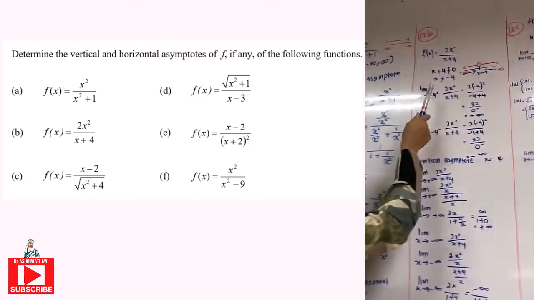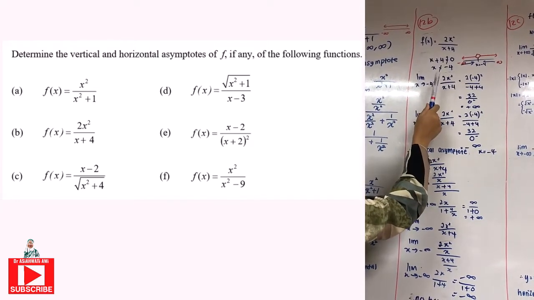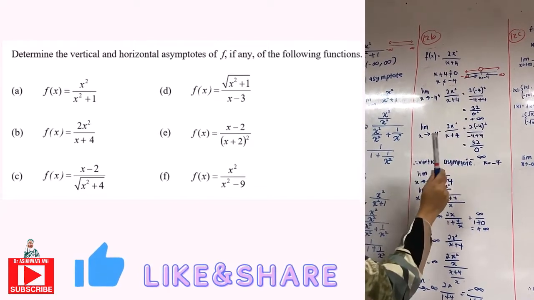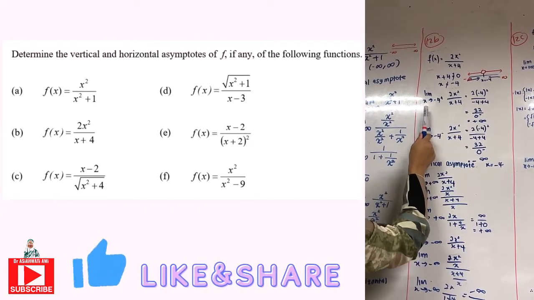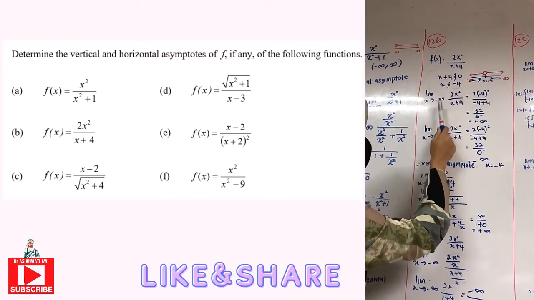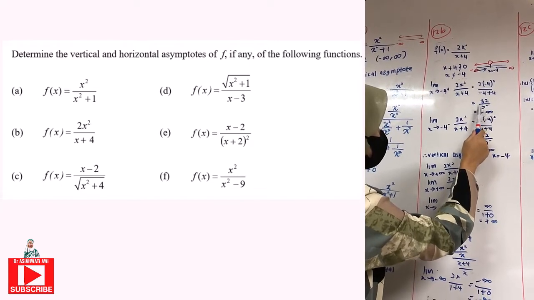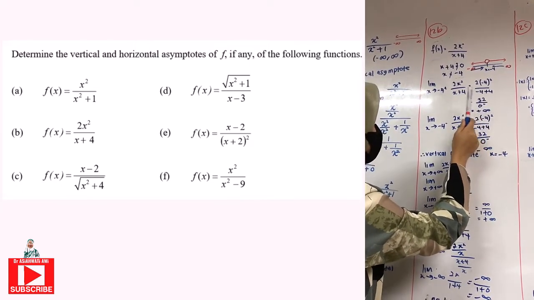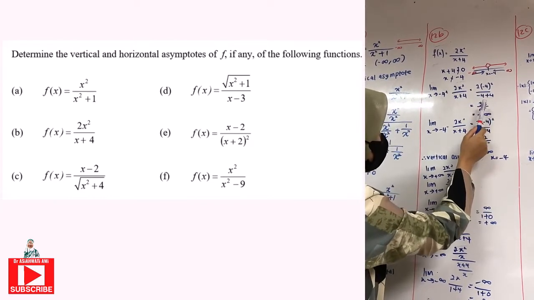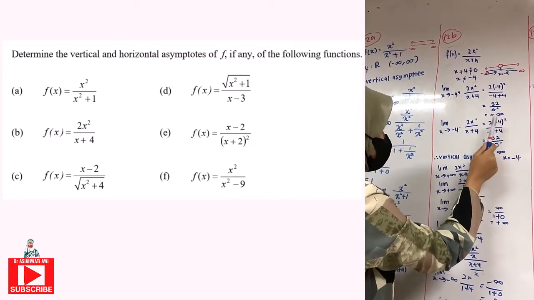So question 12b, 2x squared over x plus 4. We know x plus 4 cannot equal 0, so x cannot equal negative 4. To find the vertical asymptote, we need to find the limit as x approaches negative 4 from the right. We substitute negative 4 into the equation, and we get 32 over 0. This 0 is a positive value because when we substitute negative 3 into the denominator, we get negative 3 plus 4, which is positive. So we get positive infinity.